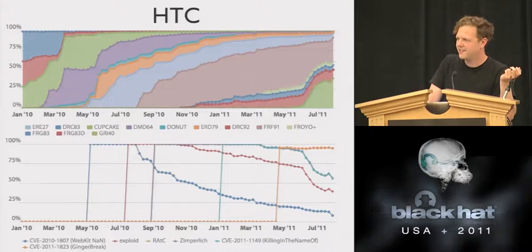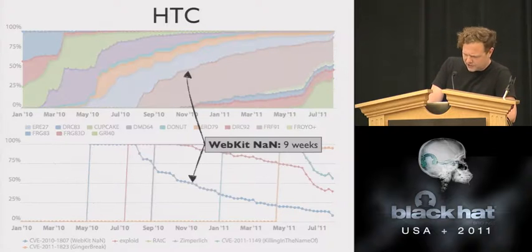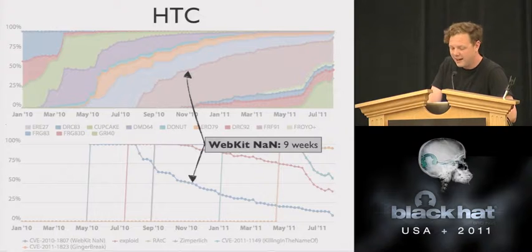So looking now at the overall characteristics of HTC devices, we can see it's a less frequent patch cycle than the Nexus One. But overall, we see things pop up, gain a lot of prevalence, and show up in the tree. So again, looking at the WebKit, we have 9 weeks basically before we start to see 50% uptake on Froyo.